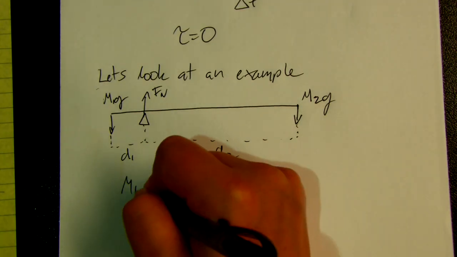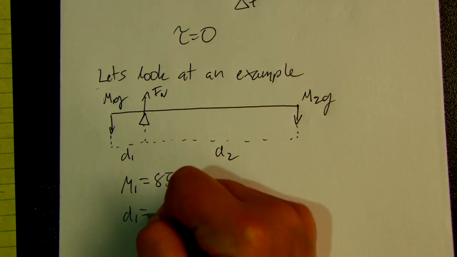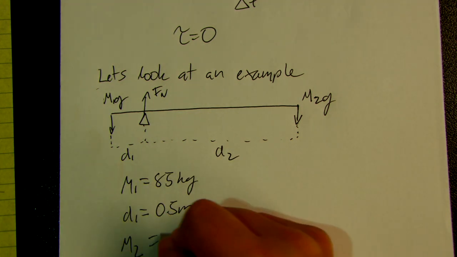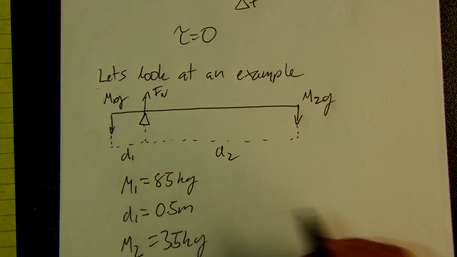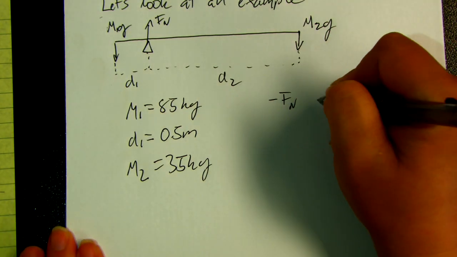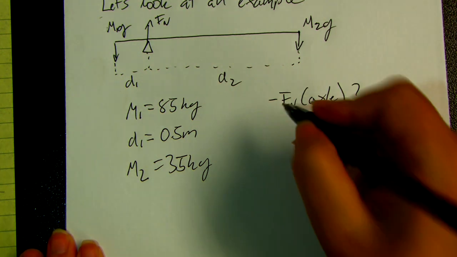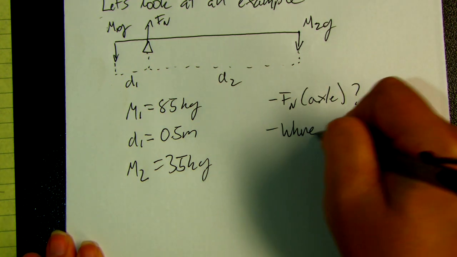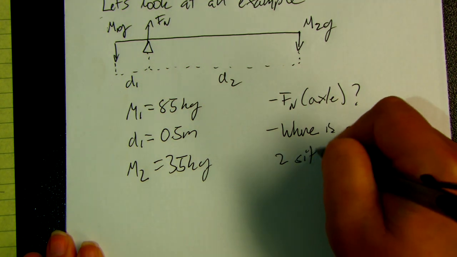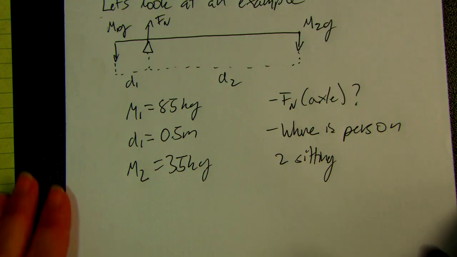M1 is equal to 85 kilograms. D1 is equal to 0.5 meters. M2 is equal to 35 kilograms. There's two things we want to know. We want to know what is the normal force at the axle, and where is person 2 sitting. We know this is perfectly balanced, but where are they sitting to do this?